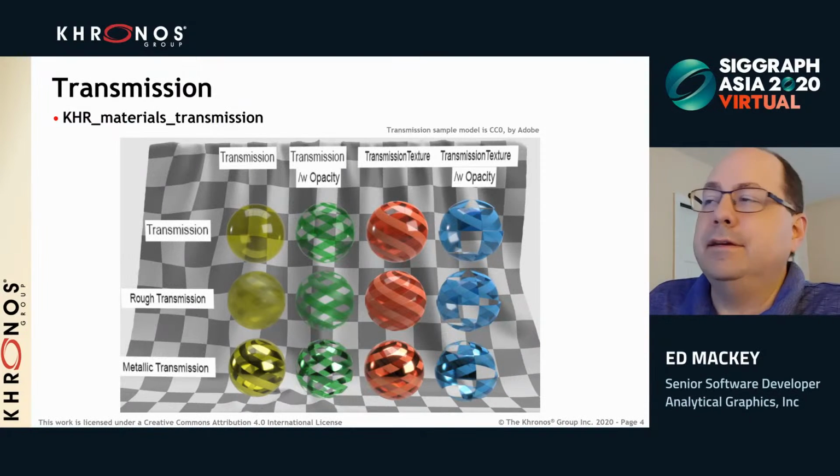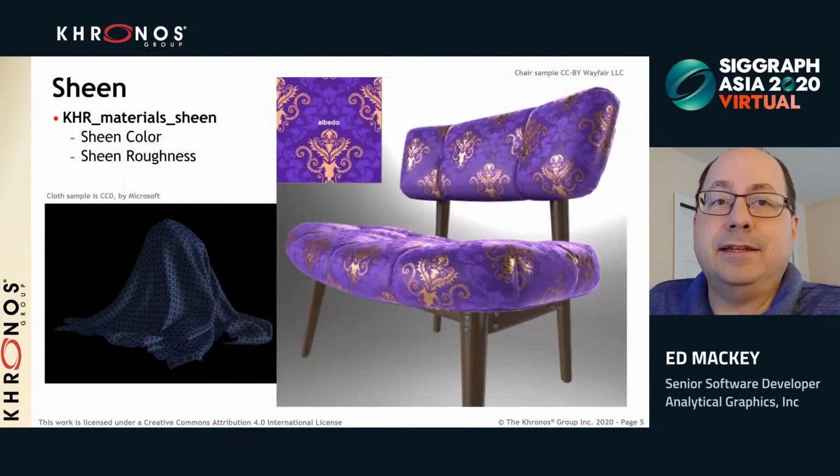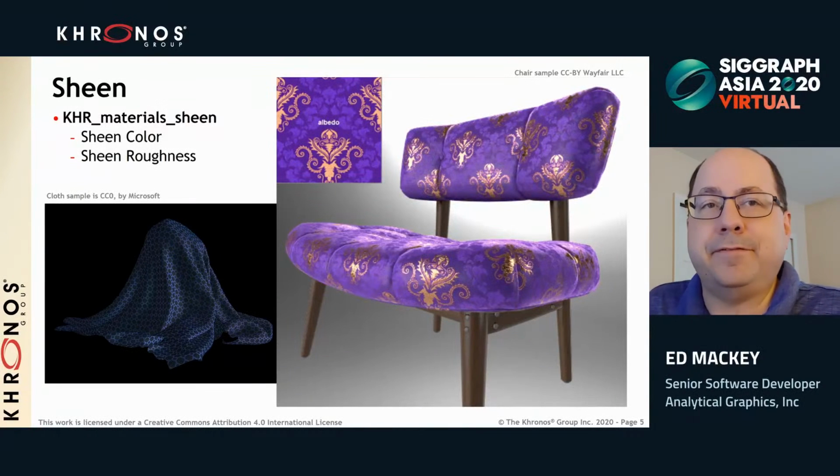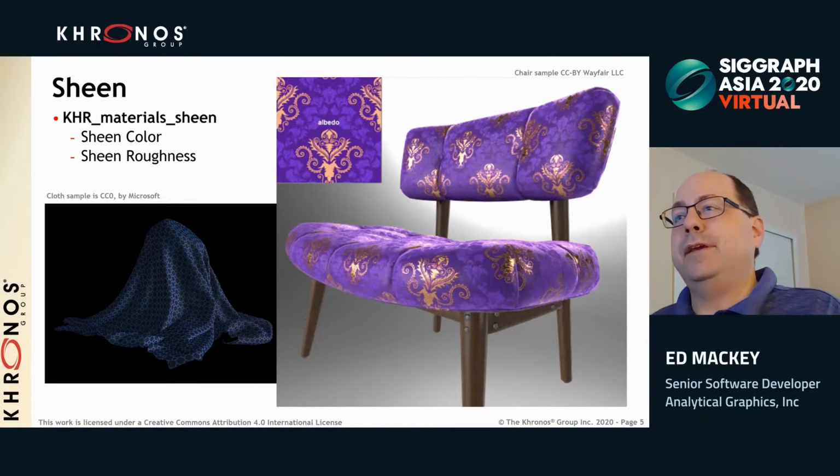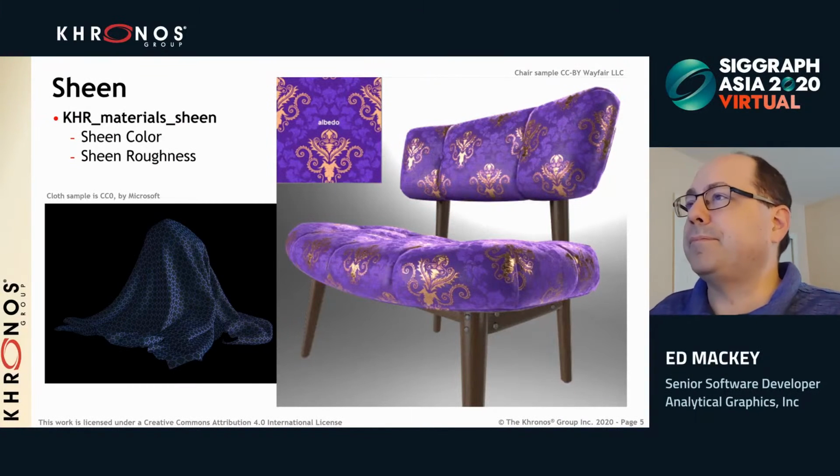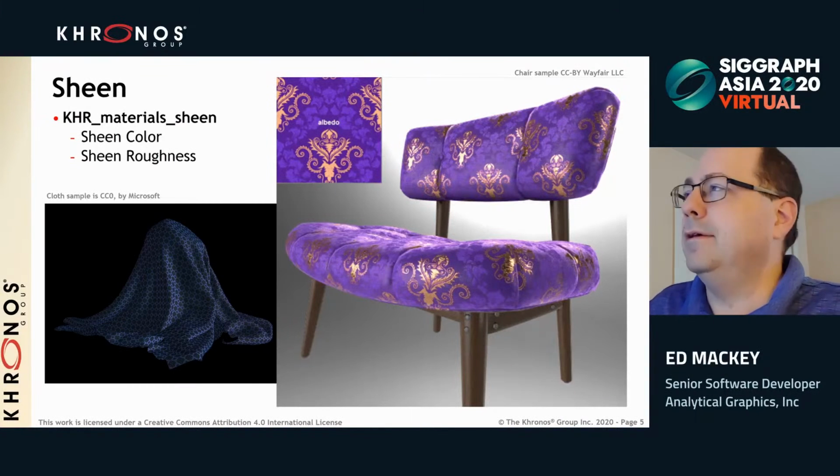And sheen. Sheen offers its own roughness and a sheen color channel, and it simulates the effect that light has hitting little microfibers in the cloth, so you get more of a clothy look. Is that a word? Clothy.